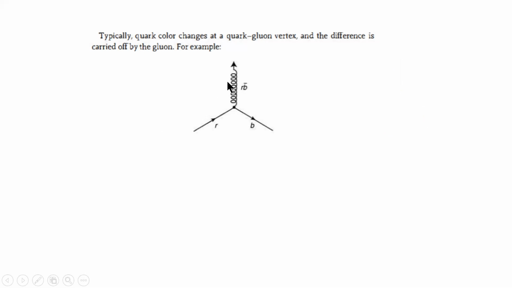So here the difference in the color is carried by the gluon. Okay, so the difference in the color is carried by the gluon. So at every vertex, the color is preserved. Okay, so that is what this means.